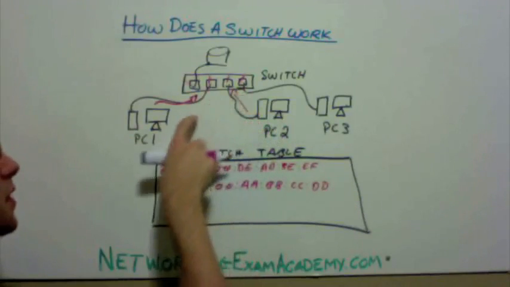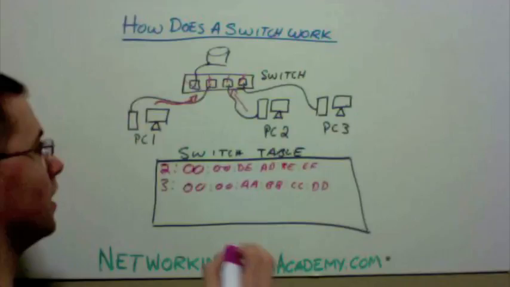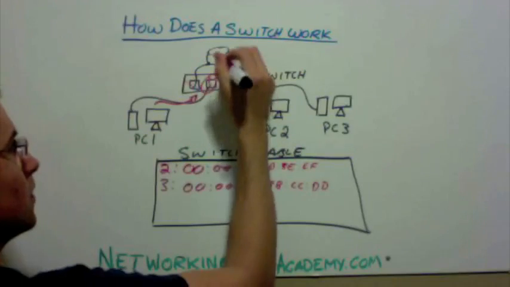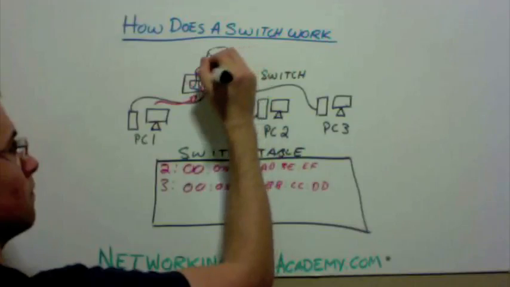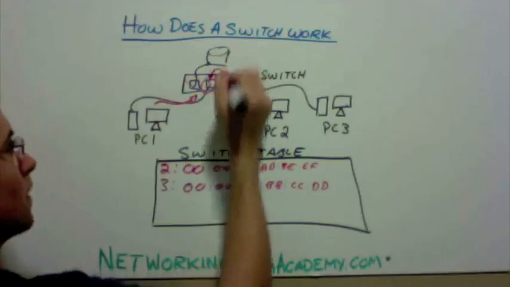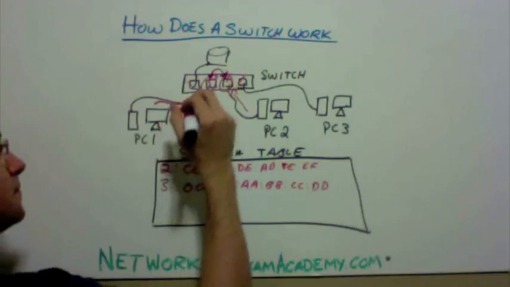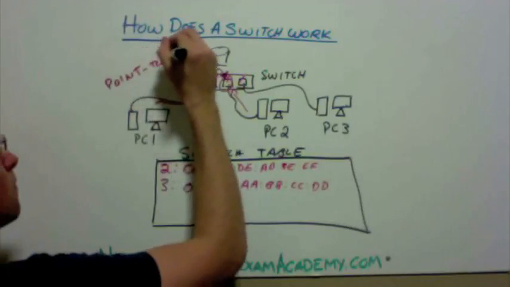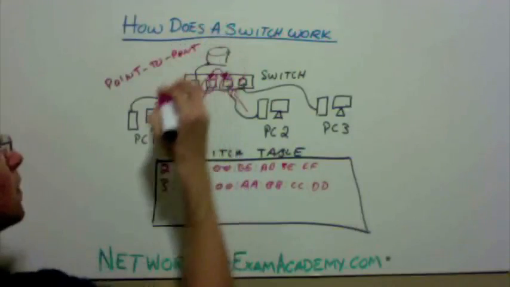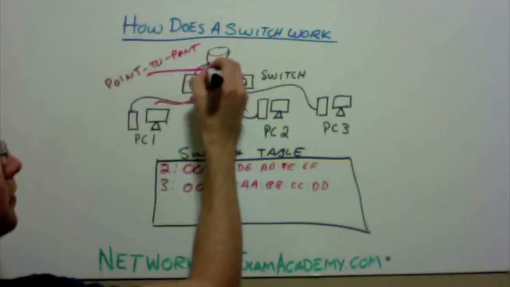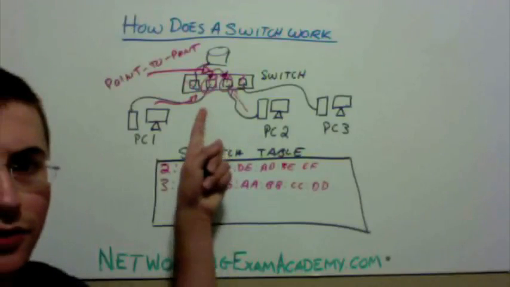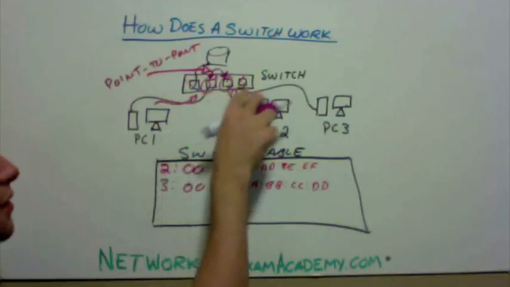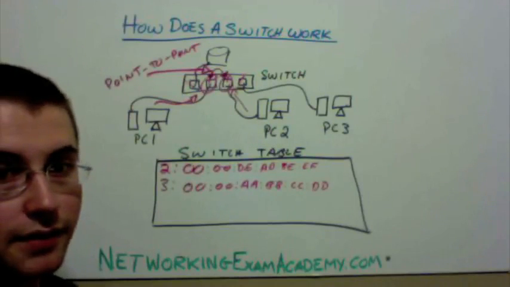And then the switch responds back to PC1. And a point-to-point connection is then set up among these two ports only, and no traffic gets sent out these other ports. And that's essentially how a switch works.